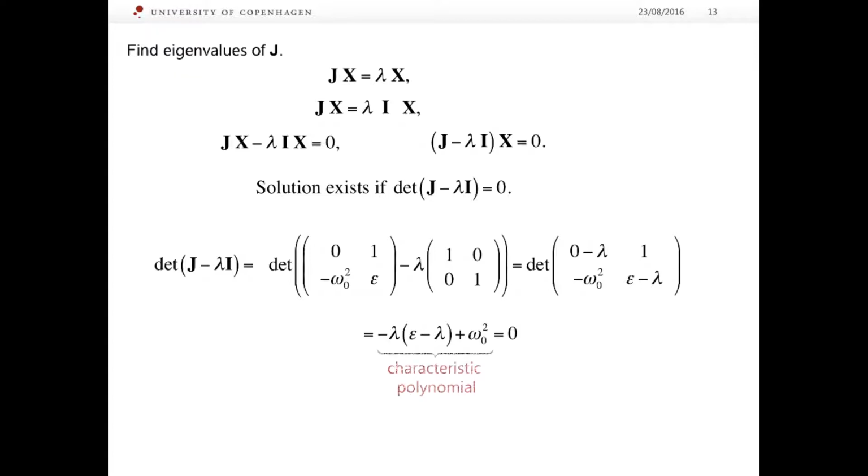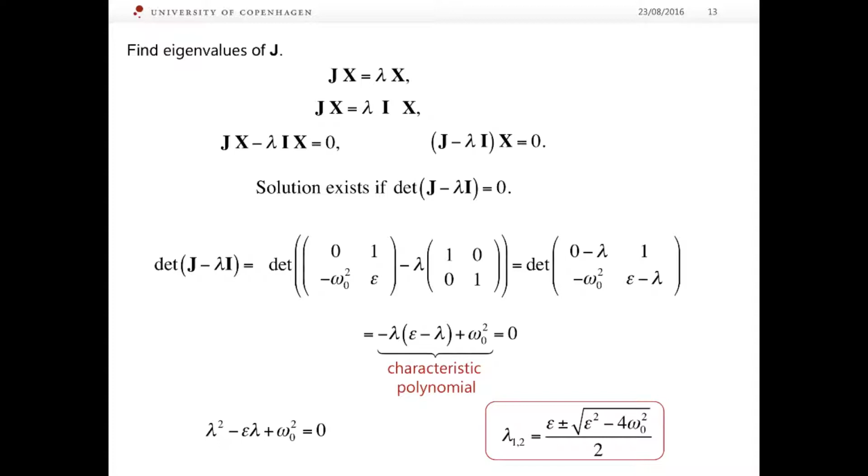The expression which involves lambda is called a characteristic polynomial, and we obtain an equation in which the characteristic polynomial is set to 0. This equation is an algebraic equation of the second order. It's a quadratic equation, and we can solve it, hopefully with ease. As a result, we will find two eigenvalues, lambda 1 and lambda 2. Depending on the values of parameters epsilon and omega naught, these eigenvalues could be real or could be complex conjugate.